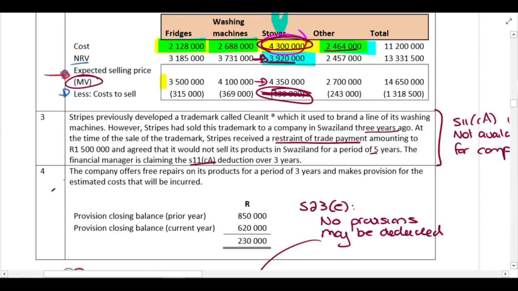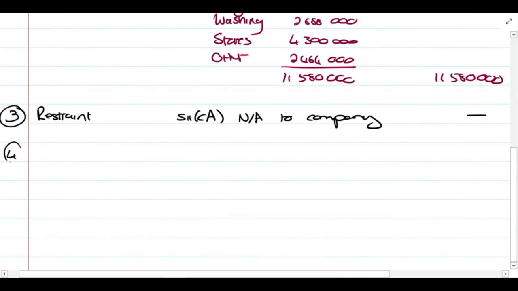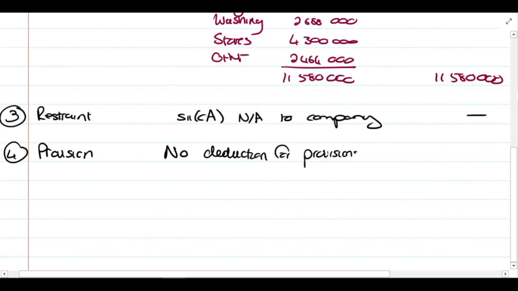Okay, then section number 4 is this provision here. And there's no deduction for provisions. Section 23E tells us that. All right.